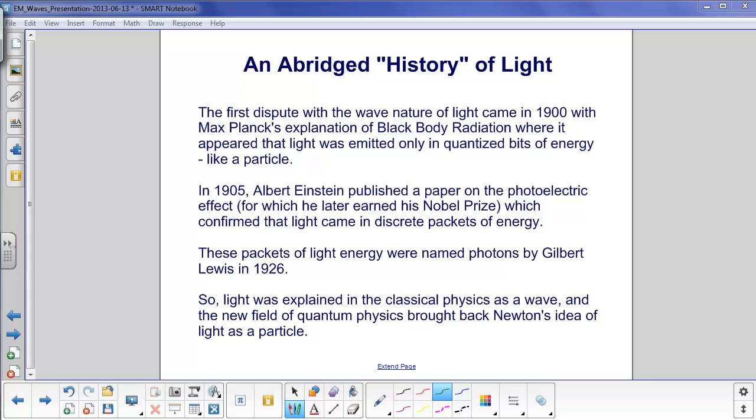Classical physics had very happily settled on light being a wave. Before that, you had Newton, who said it was a particle, and now quantum physics is bringing back Newton's idea that light is a particle.